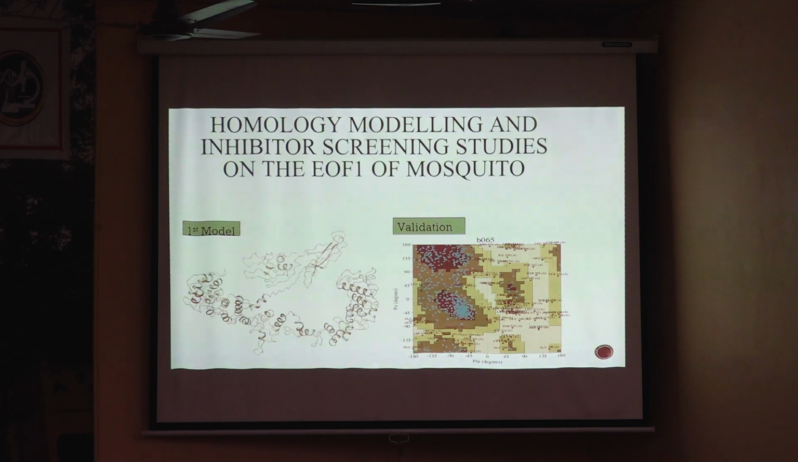So some other group in America has identified the genes involved in the development of the egg. We have selected one of the genes that is very important for egg shell development. That is the egg shell development factor, UF1.